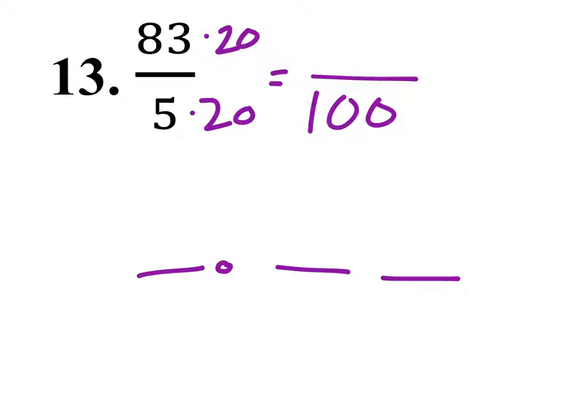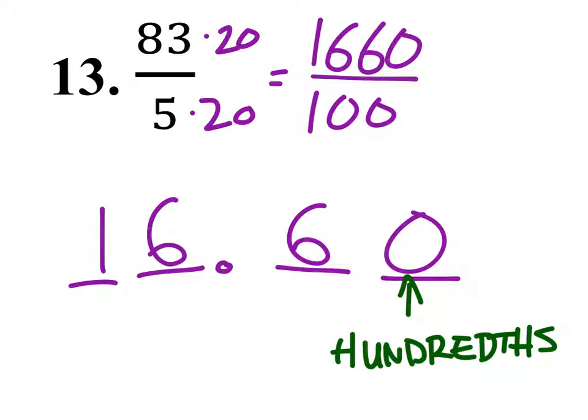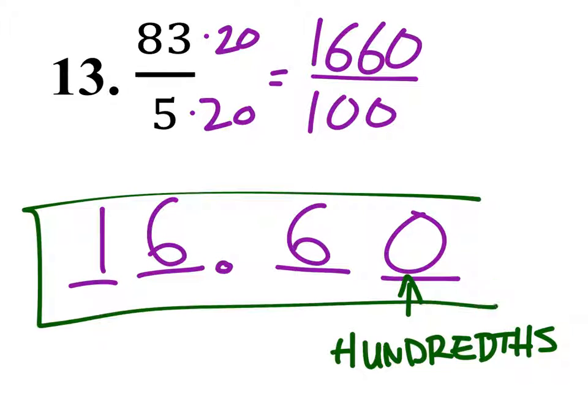So here's something different. 83 times 20, 0 on that too. So this would be 1660 hundredths, so we do have a tens value. But it's more important to see that this is the hundredths. So 16.6 will work, or 16.60. So either one of them will work. There it is.